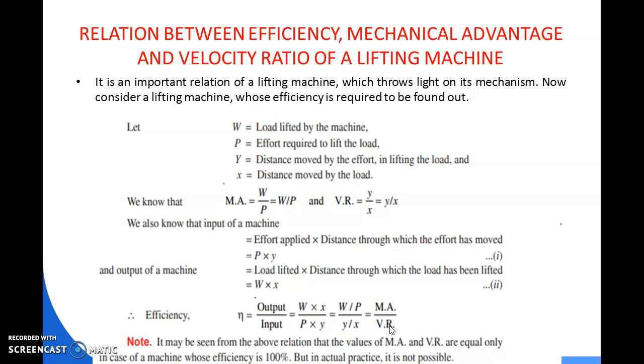Hence, the relationship between the three terms, that is efficiency, MA and VR, is mu is equal to MA by VR. As we know, the efficiency of any machine is expressed as a percentage. So here we have to multiply 100 with MA by VR. Hence we will get the value of efficiency.